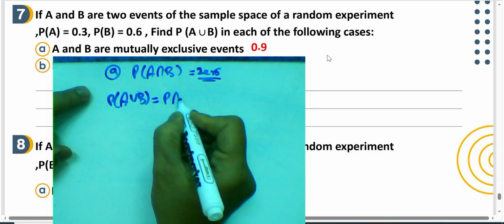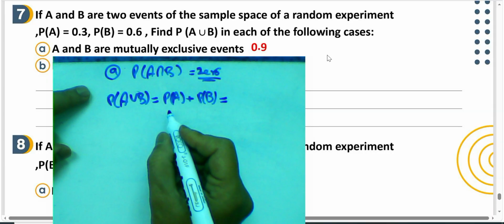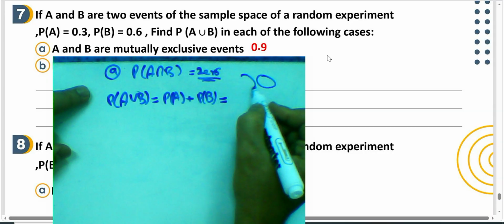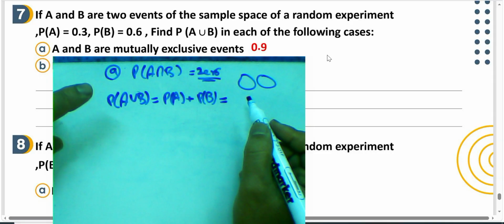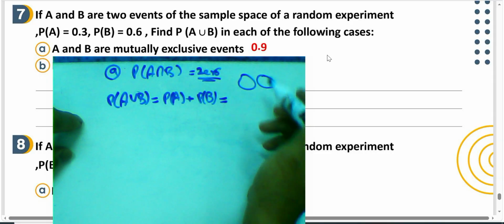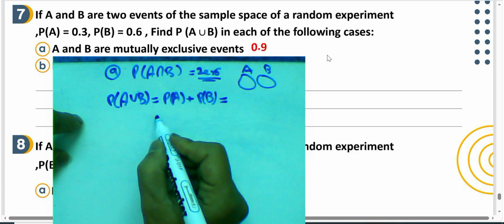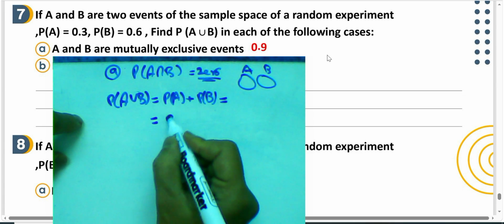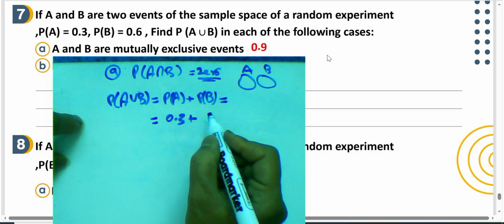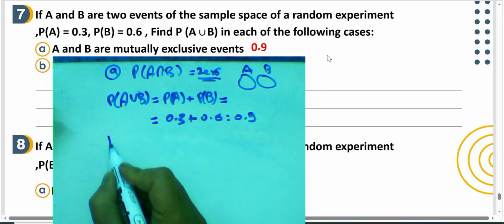Okay, so for letter A, we can find the probability of A union B. You can write the probability of A plus the probability of B, because they are disjoint. In the first condition, they are mutually exclusive events, meaning disjoint. The intersection between them equals 0. So we can write 0.3 plus 0.6. The result will be 0.9. Okay, and this is the question letter A.